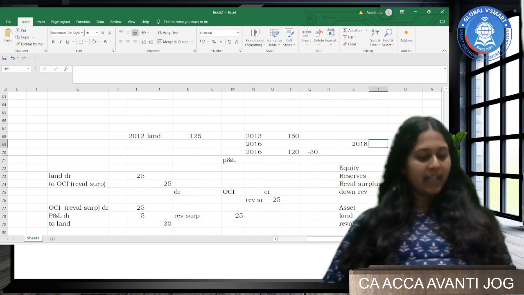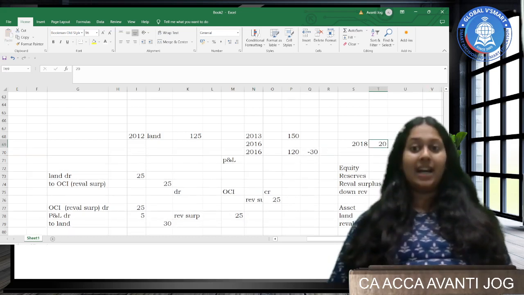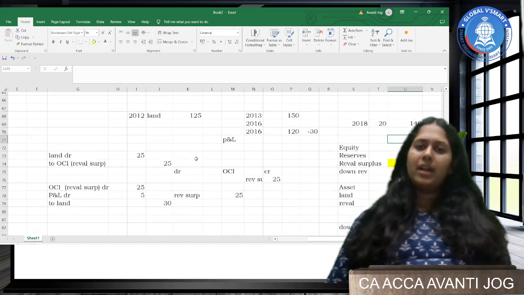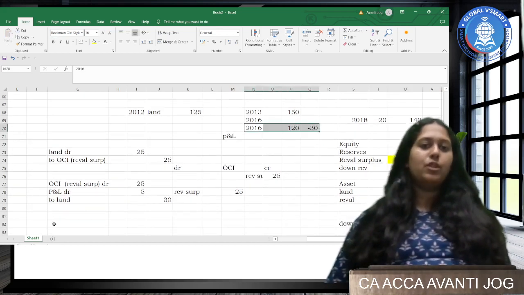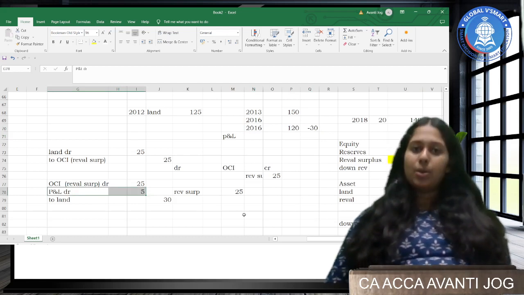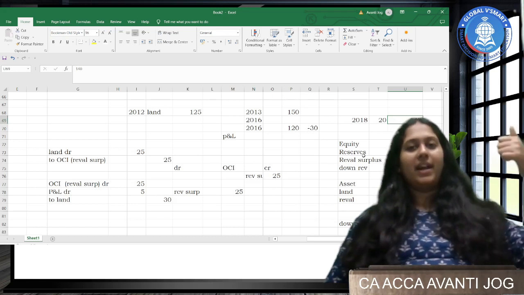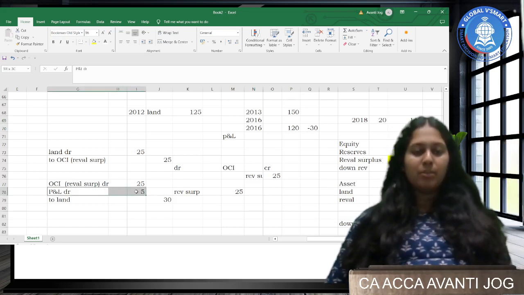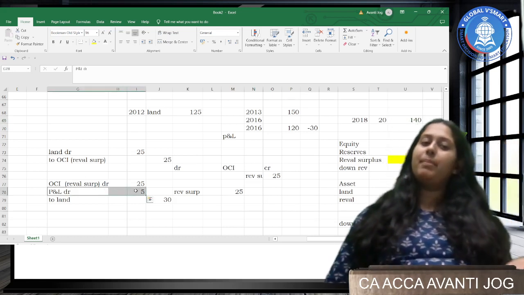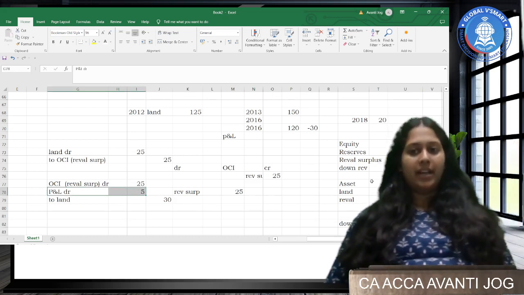Okay, agar 20 increase hai, toh main pura revaluation surplus ko leke jaungi kya? The answer is no. Why no? Because in this scenario, I used P&L. I used P&L by 5, correct? So hence, when I do an upward revaluation now, I will first remove this 5. I will first give P&L credit 5. Baki ka I will send to revaluation surplus. So let me explain you how this works.